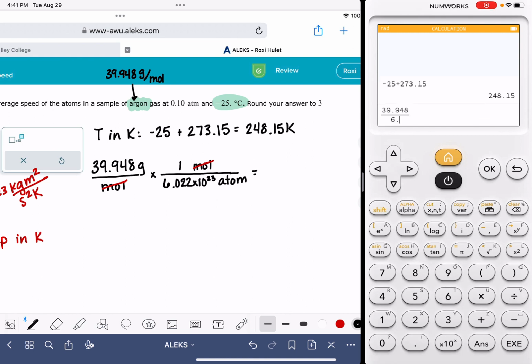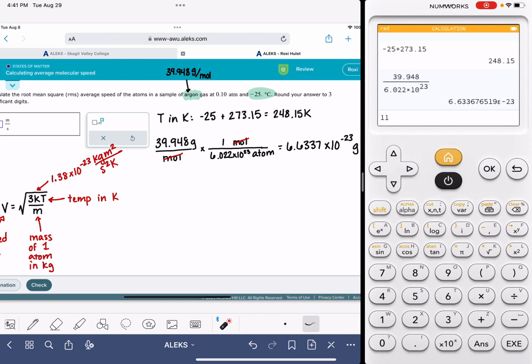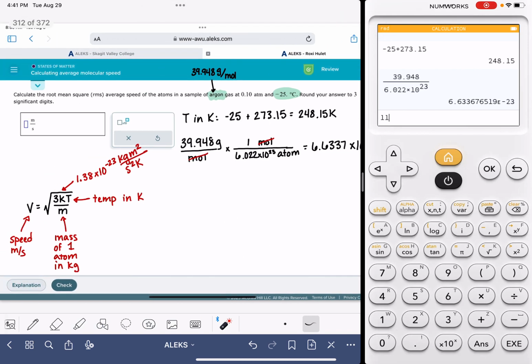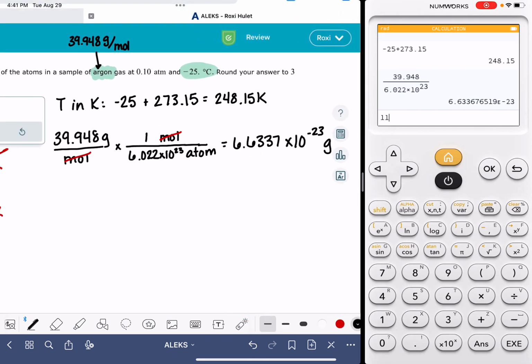39.948 divided by 6.022 times 10 to the 23rd. That is going to give me a mass of 6.6337 times 10 to the negative 23 grams per atom. I'm not going to continue to write per atom because in this equation, mass is asking for the mass of an atom, and that's it right there. We do need to be a little bit careful here. This is asking for the mass in units of kilograms, and I just calculated the mass in units of grams. So I do need to do one more conversion to go from grams to kilograms, and I'll write that one out.